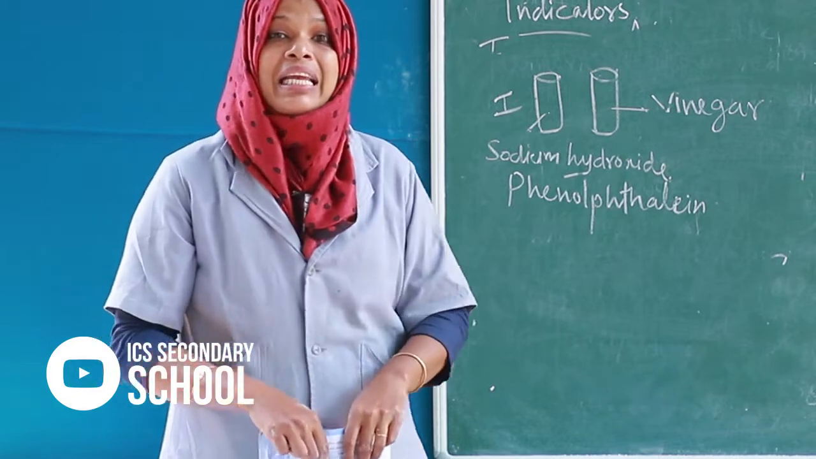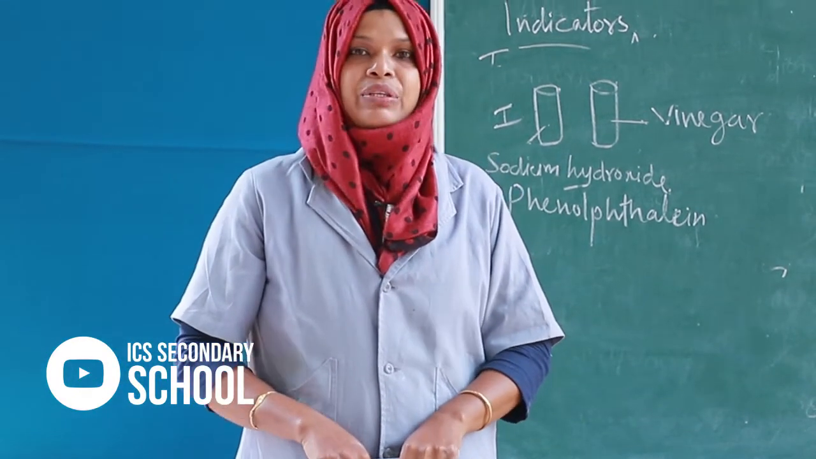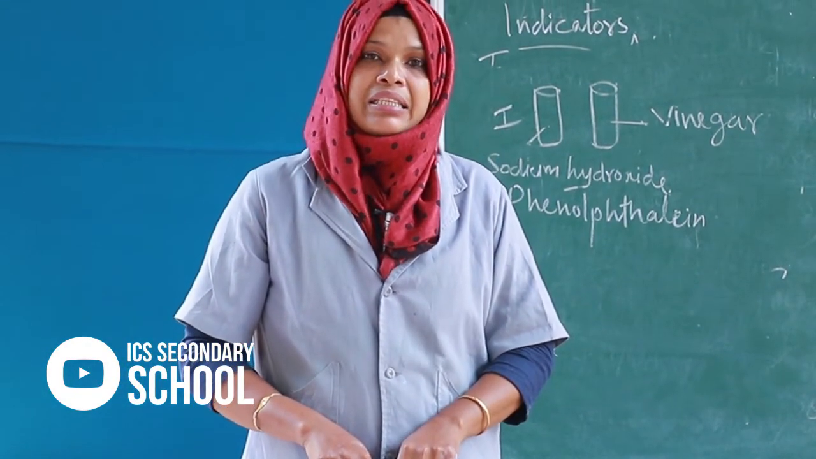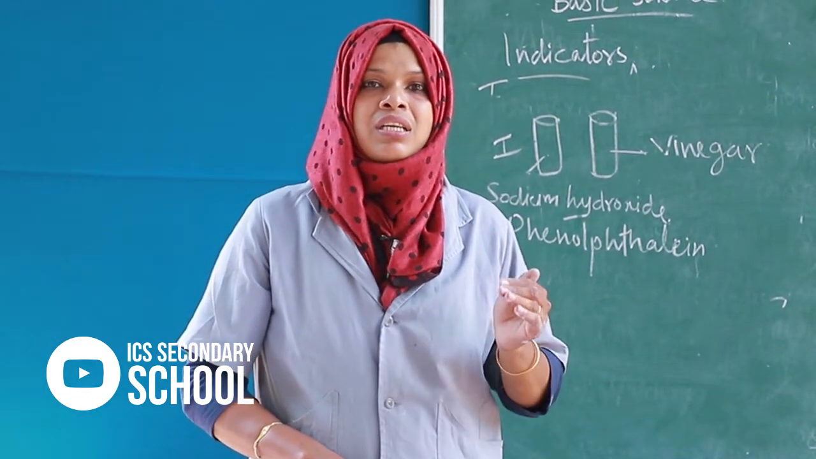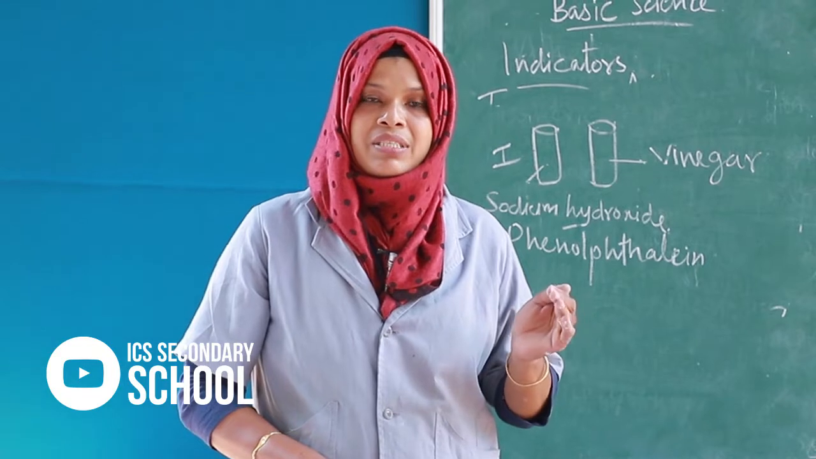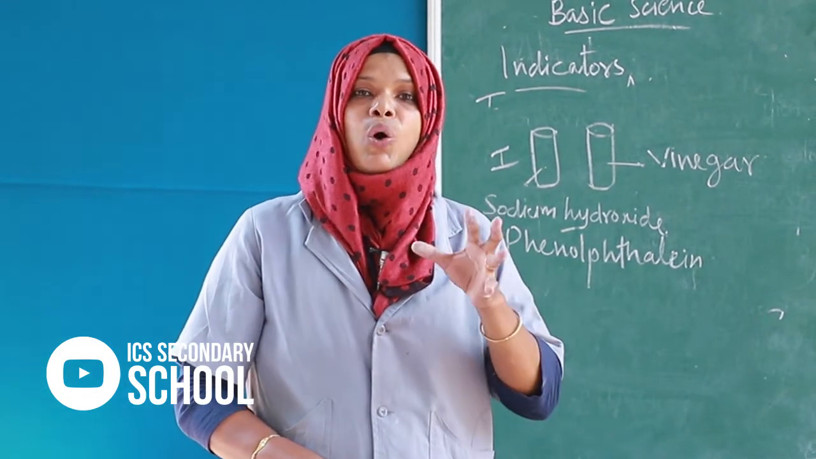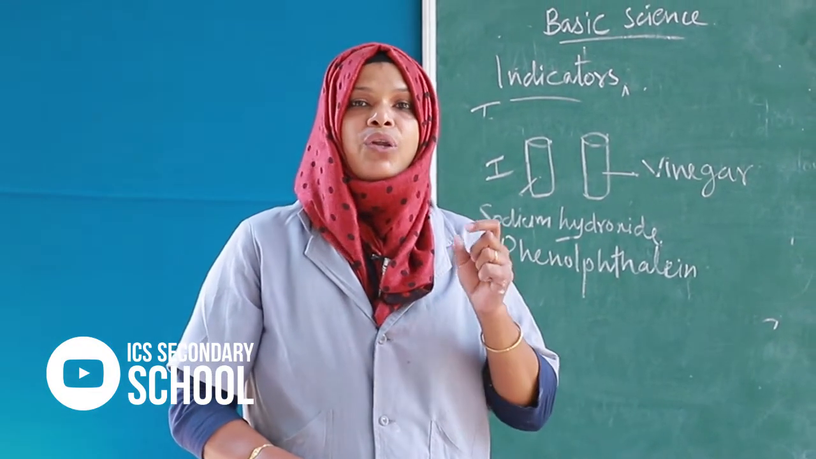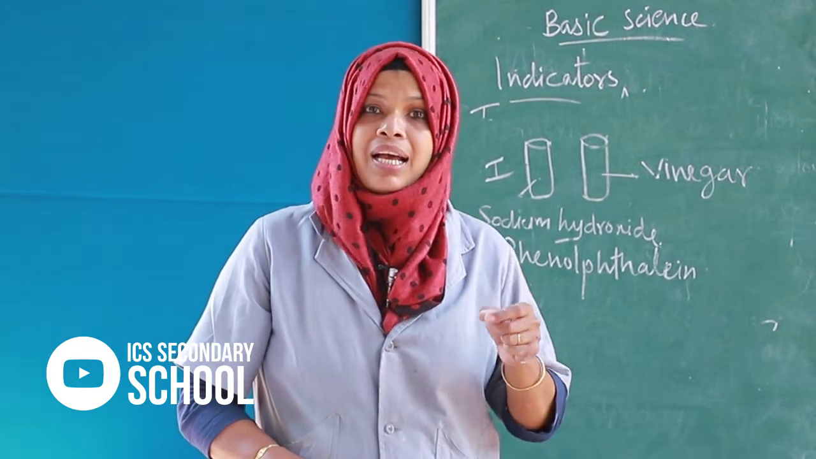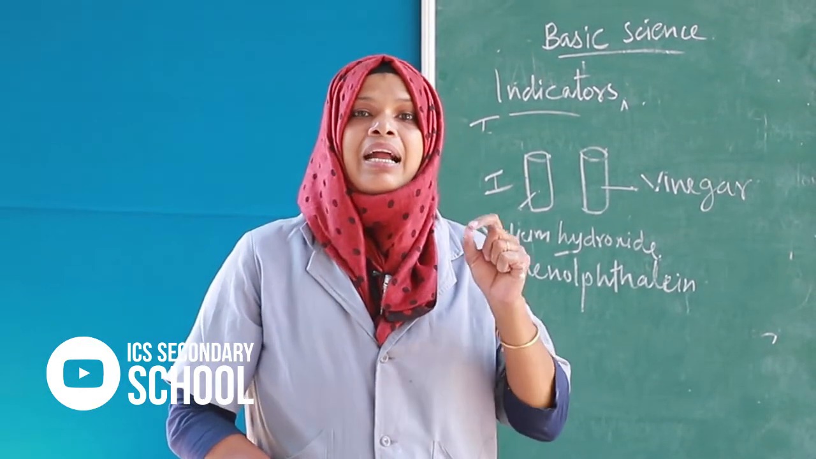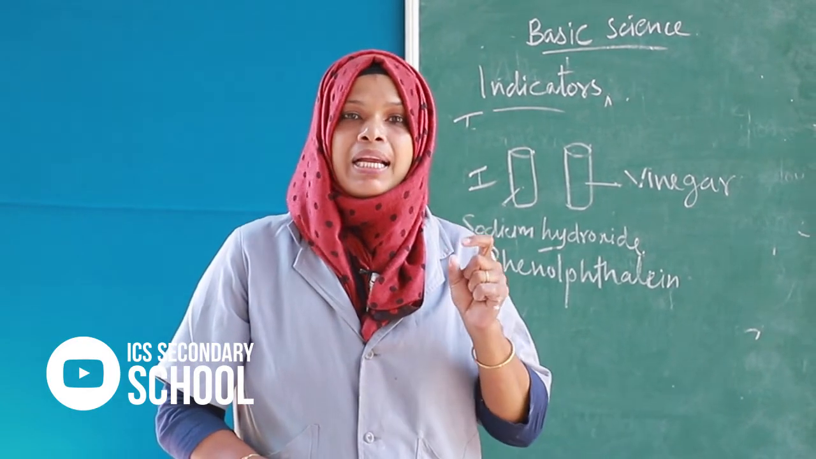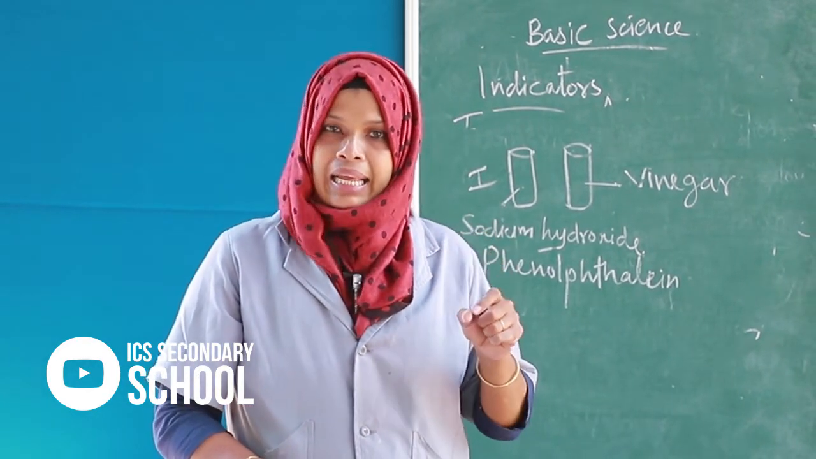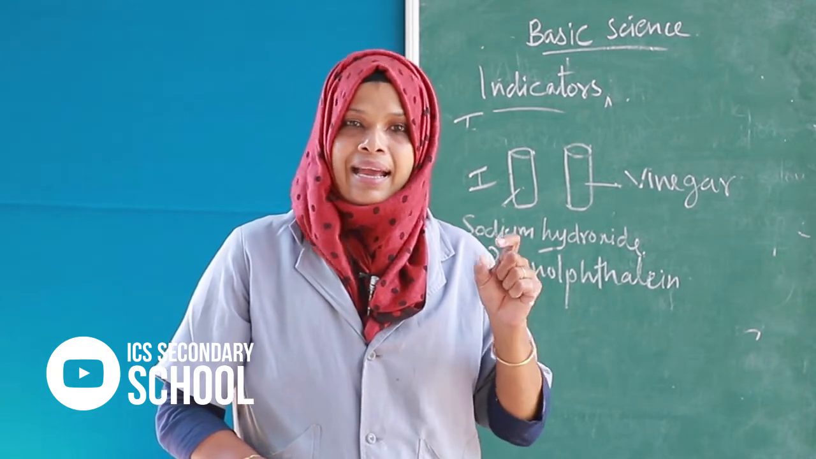So, phenolphthalein is an indicator. Phenolphthalein is an indicator used in the laboratory to distinguish whether a substance is acid or alkali, and phenolphthalein gives a pink color in alkali and colorless in acid.